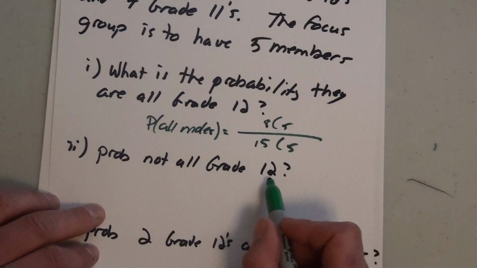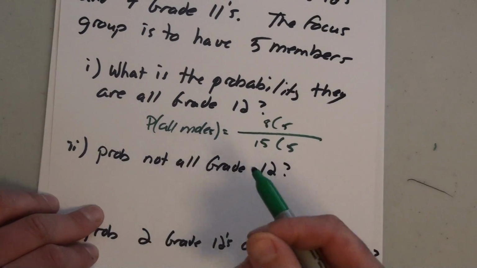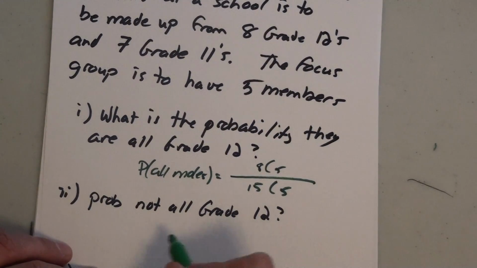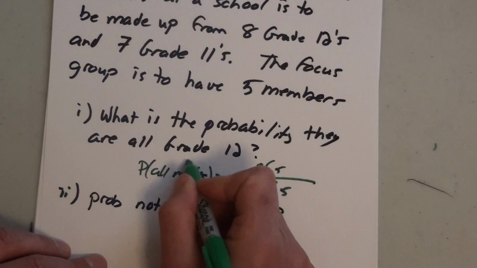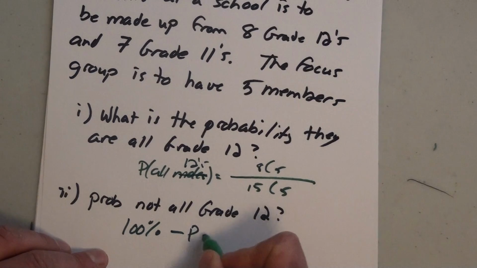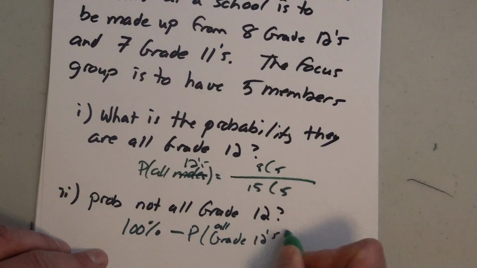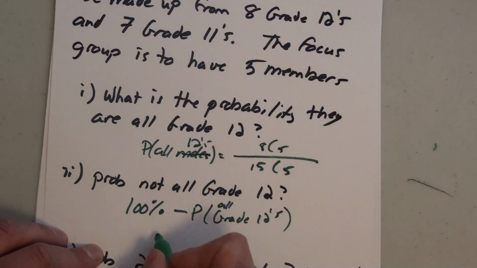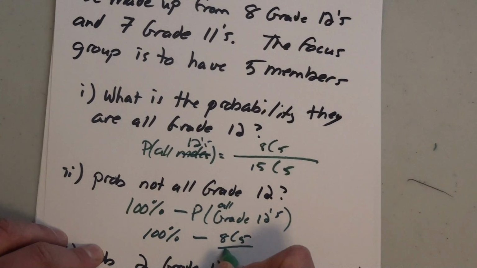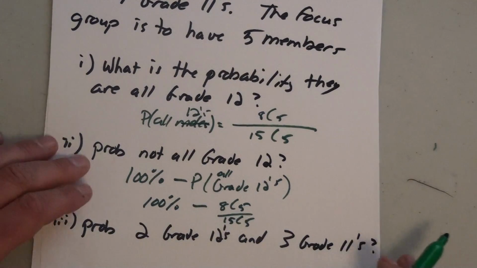Probability that they're not all grade 12s. Now that means you could have 1 grade 11, or 2 grade 11s, or 3 grade 11s, or 4 grade 11s, or 5 grade 11s. You're only going up to 5 members. An easier way of doing that would be 100% minus the probability of them all being grade 12. So I take my answer from part A, and go 100% minus my answer from part A, whatever you got in your calculator. That will give you the probability of them not being all grade 12s.